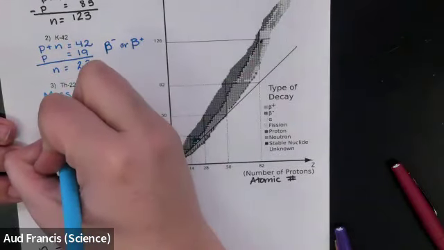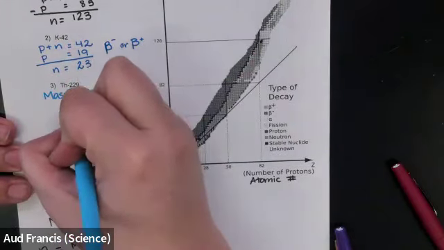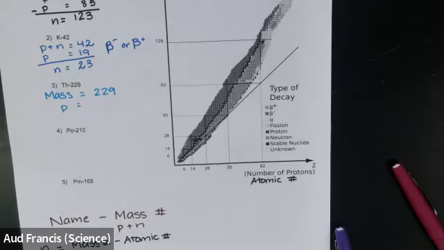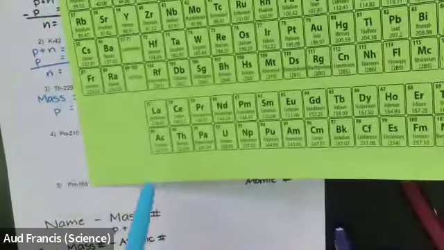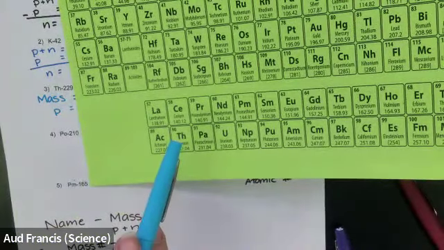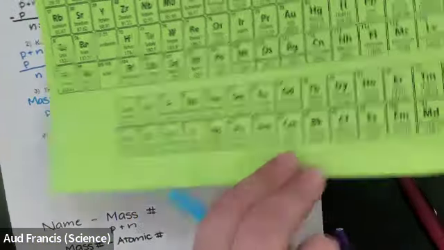I know that my protons can be found on the periodic table. So go ahead, check real quick and see if you can find thorium before I do. It's in the bottom row. Thorium is number 90. So I'm going to write that down.